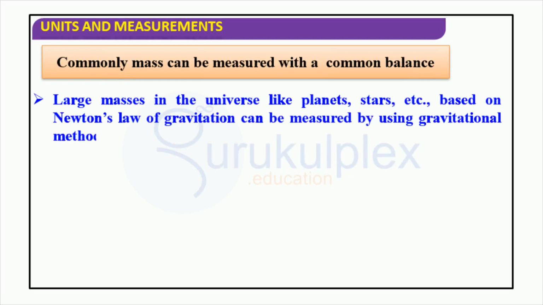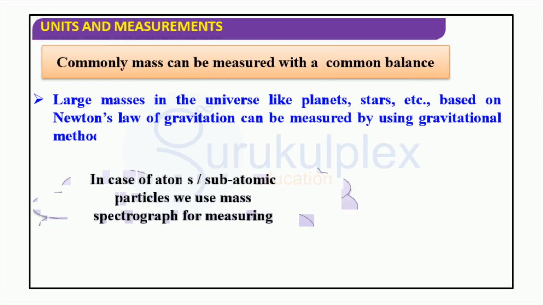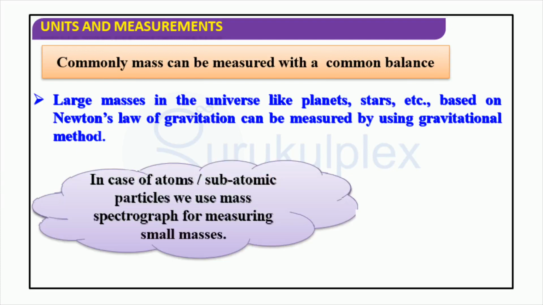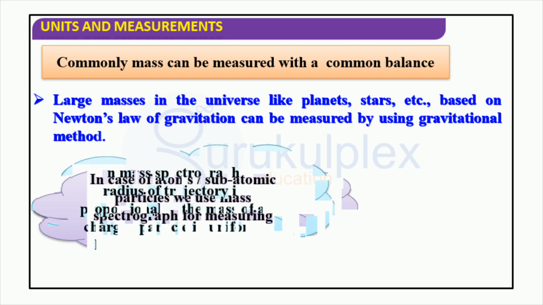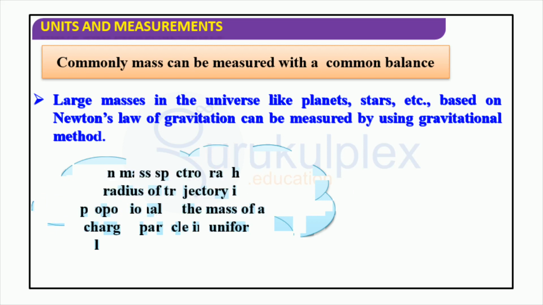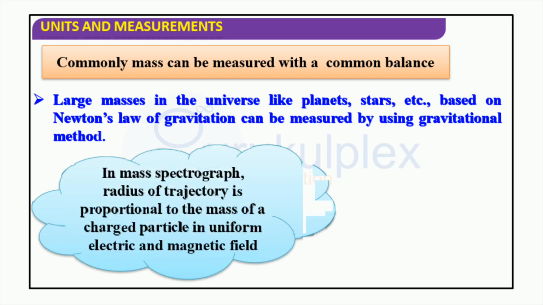Gravitational method of measuring large masses like stars and planets relies on Newton's law of gravitation. For arbitrary objects, a balance is employed. For atoms and subatomic particles, mass spectrograph comes into play. This device measures masses of charged particles by using electric and magnetic fields, with the particle's trajectory radius proportional to the mass.